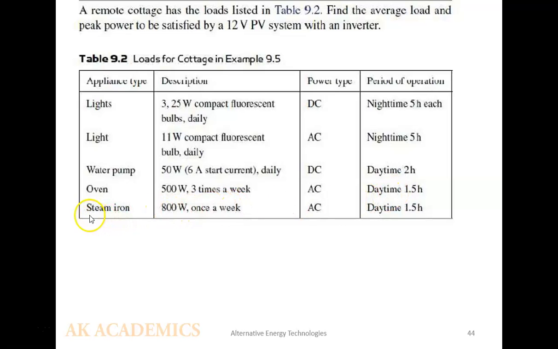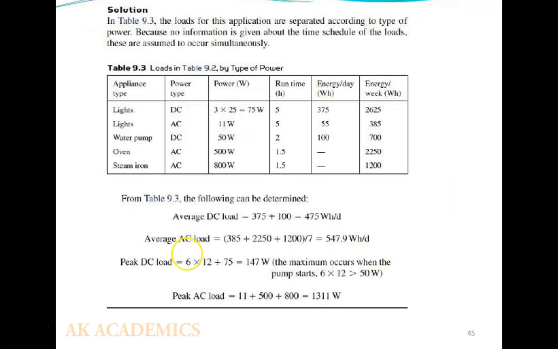And then we also have a steam iron, which is rated at 800 watt, used just once in a week, requires an AC power, and is used for 1.5 hours during the day. So this gives you an idea of the entire load that should be powered, the profile of the load, the description of the load, and then from here you know exactly how you can find out what the energy consumption of these appliances would be.